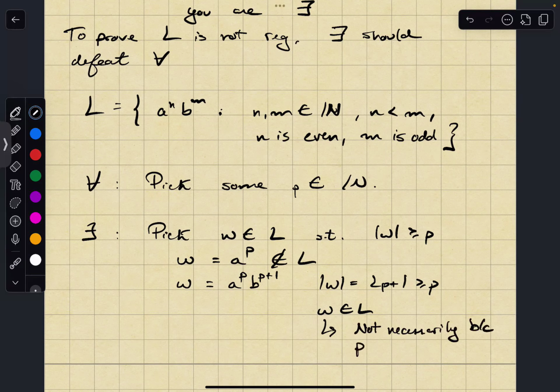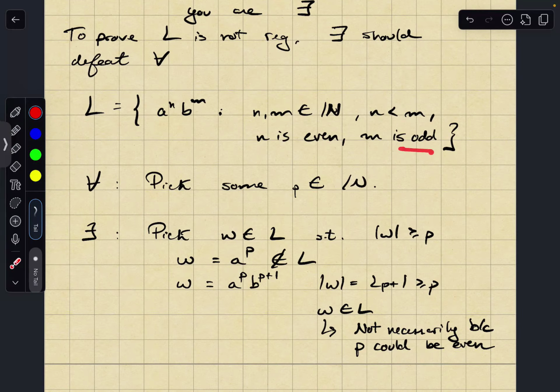Because P could be even, right? It's very possible that your opponent picked P as 4, right? In which case this would be great. This would work. But you have no idea what your opponent picked, right? So your opponent could have also picked P as odd, right? And so if they had picked P as odd, then this would not satisfy this condition here in the language. So then you also can't pick this because you're not guaranteed that this condition is going to hold.